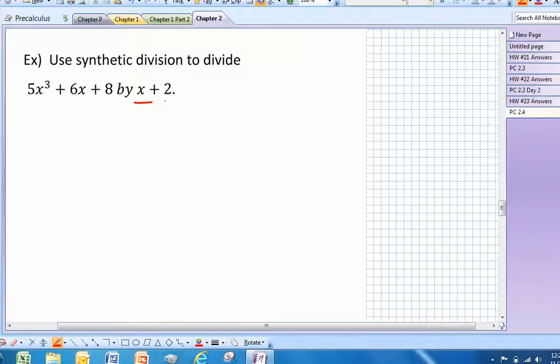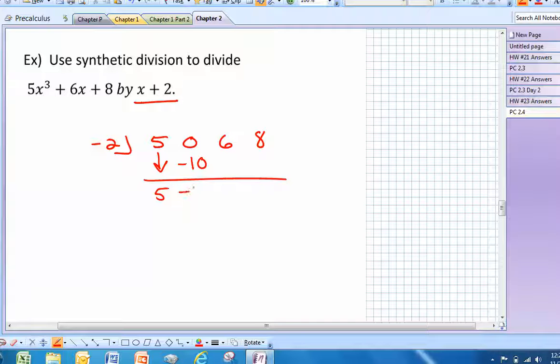So here, notice it's x plus 2, so negative 2 is going in the box. You have 5, you have 0x squared, 6x, and 8. So you bring down the 5. Then 5 times negative 2 is negative 10. Add down to get negative 10. Negative 10 times negative 2 is 20. Add down to get 26. 26 times negative 2 is negative 52. Add down to get negative 44.